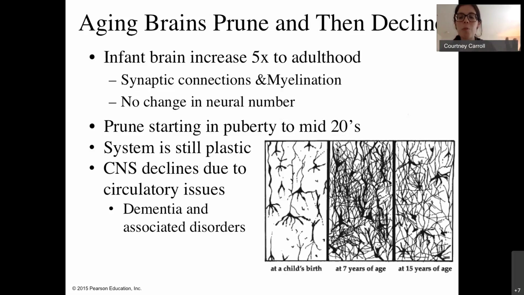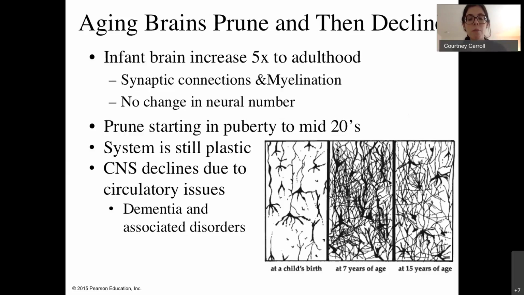And so on the bottom here is a picture of what neurons look like at birth, at 7, and at 15. And at birth, the neurons, they're short, they don't have a lot of processes, they're not shooting out a lot of dendrites, they're not forming a lot of networks. This is what neurons do. They look like a mesh of wires because the neurons are reaching out and touching each other and forming synaptic connections.